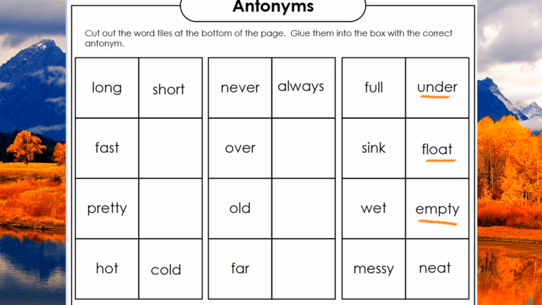Alright, and as you can see on my screen, I placed 3 words with their connecting antonyms. So I think full goes with under, sink goes with float, and wet goes with empty. Do you think I'm correct? Well, let's look at the first one. So we have full. What does it mean when something's full? Well, if you eat a lot of food, you probably feel like you're stuffed, so you're full. And then what about under? How would under be the opposite of full?